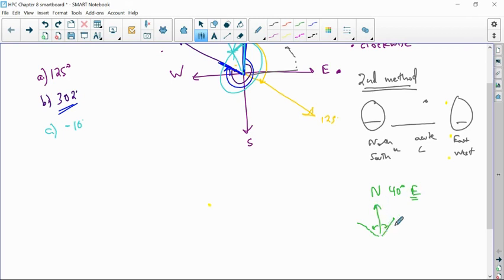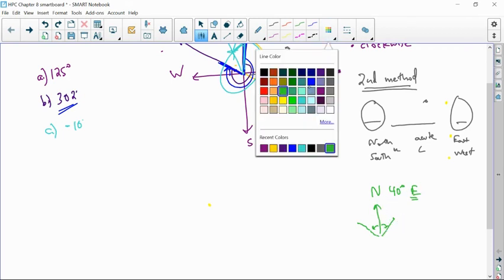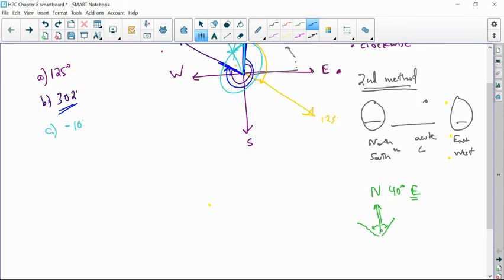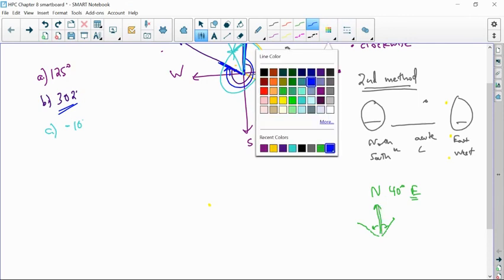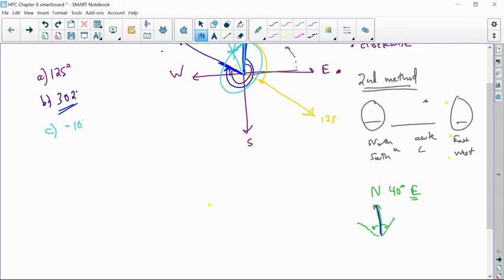So start north, go 40 degrees to the east. So that would be this bit, like here's, no, oops, sorry. Here's north. And then 40 degrees to the east is right there. So this would be the bearing, or sorry, the direction or the trajectory of maybe an airplane or something like that. Okay.